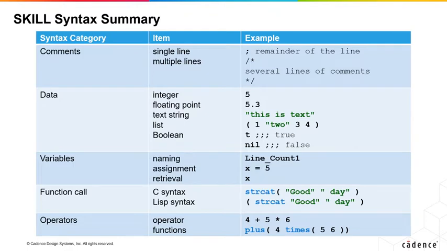For data, we have several types. First is an integer, represented in this case by the number 5, and a floating point number, represented by 5.3. Then a text string, which is "this is text" enclosed in double quotes, and a list, which is a list of different types of data, the same or different types, enclosed in a set of parentheses. For Boolean data, we have T, which indicates true, and nil, which indicates false.